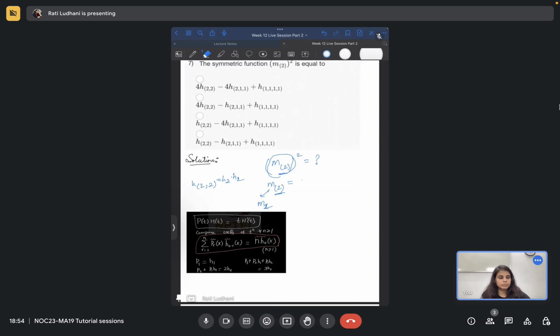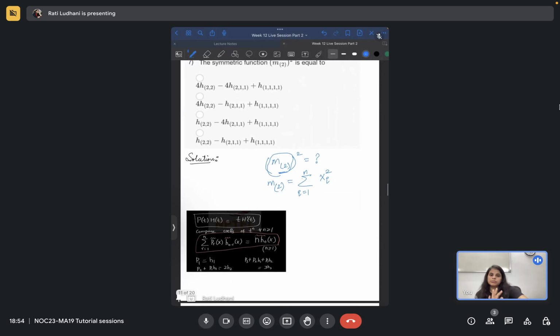What do we know about M2? M is always a symmetric function corresponding to some partition, right? So let's try to figure out what this is. So m2 is the summation of xi raised to power 2, and i goes from 1 to n, or it could be infinity, we don't know. So m2 is this. Is that clear?